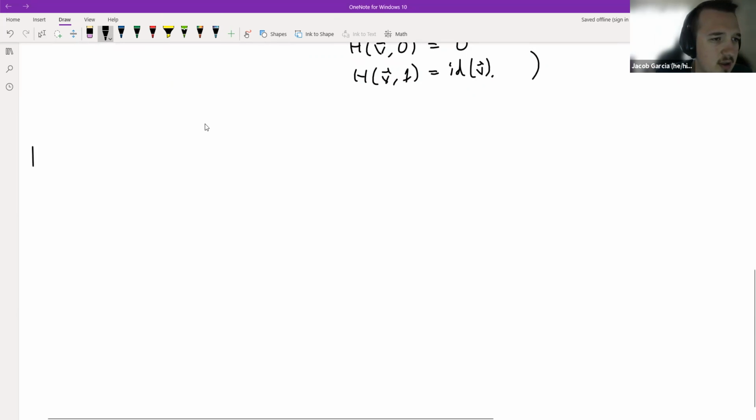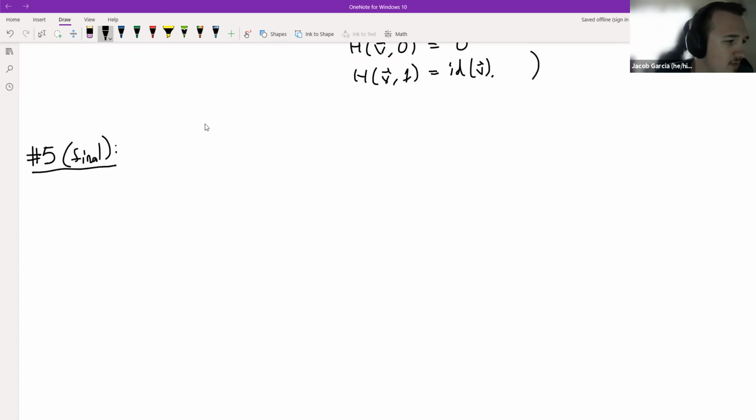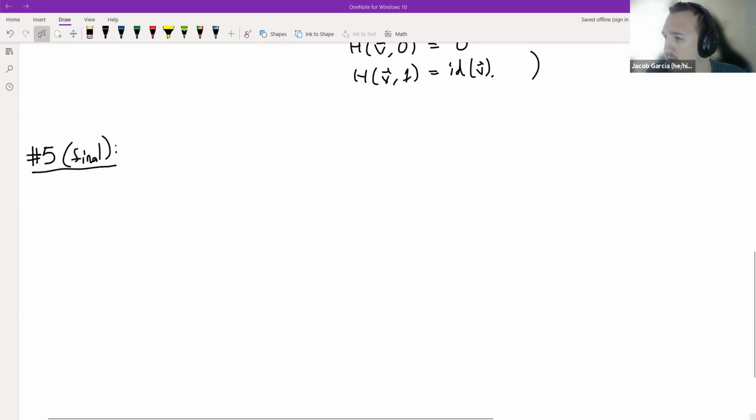So number 5, also from the final exam. I'll just write final exam now because it's the same final. So what does it say specifically? Okay, so let N be an embedded submanifold of M. Let X and Y be two smooth vector fields on M. Show that if the restriction of X and Y to N are tangent to N, then their Lie bracket is also tangent to N.